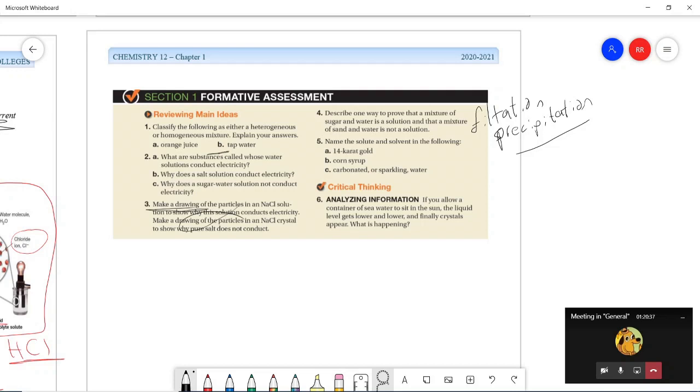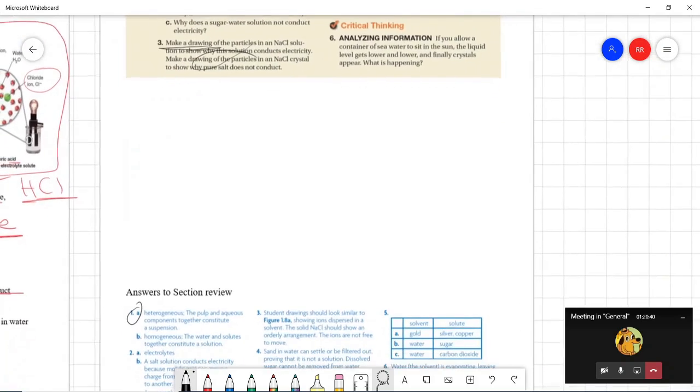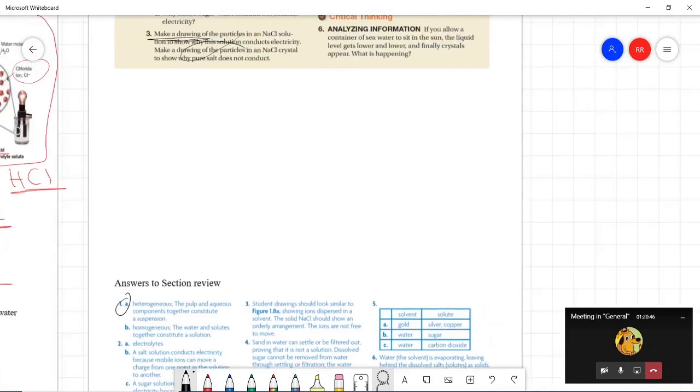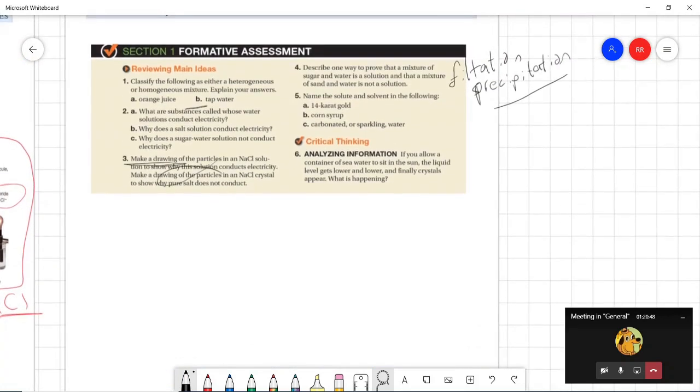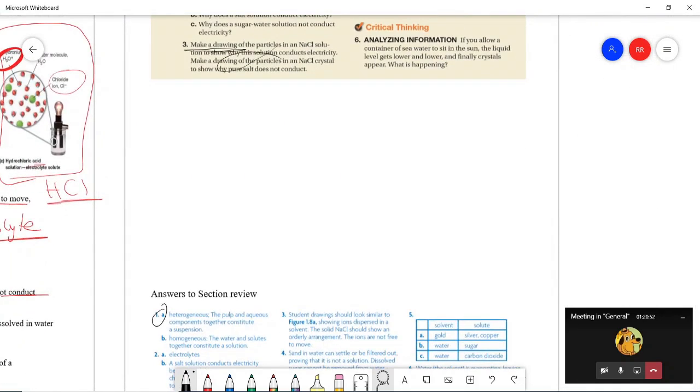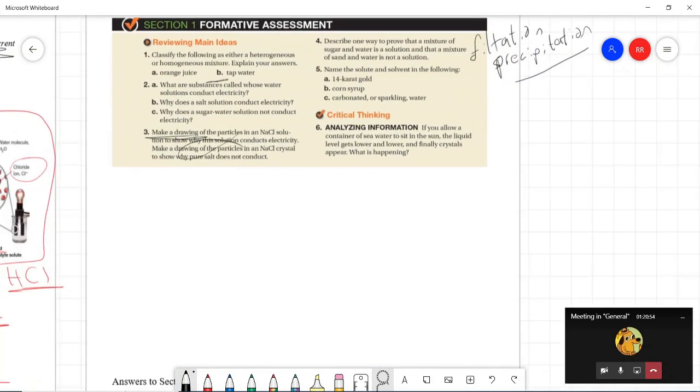As I said, we will answer it according to the Kurdish one. Even though the answer key says the solvent is gold, the solute is silver and copper, I presume in the ministry exam question, they will delete the copper for you. You will only have silver.